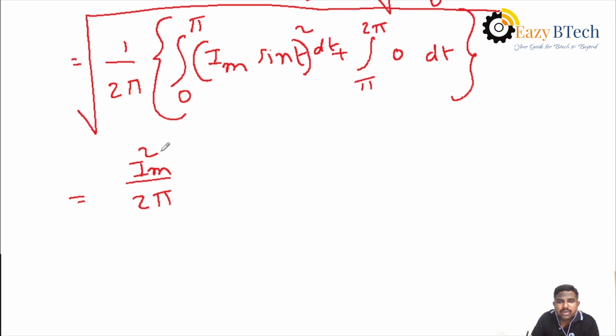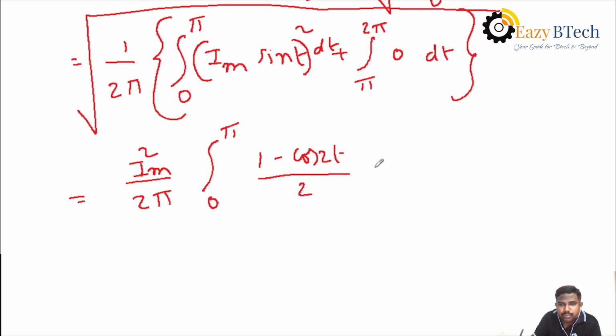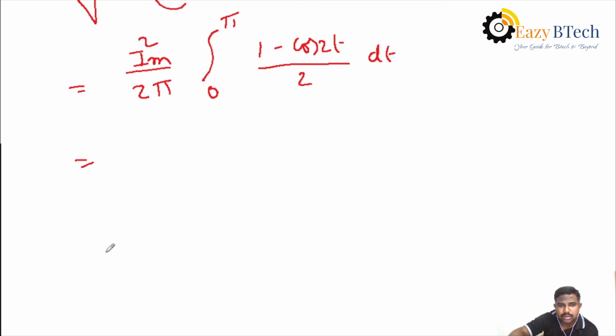Then what is the formula for sin square theta? We know sin square theta, the formula is 1 minus cos 2 theta by 2, integration 0 to pi. So for sin square t, the formula is 1 minus cos 2t by 2. This is the formula for sin square theta. The other, second function is 0. That's why it is 0. 1 by 2 is constant. Im square by 4 pi. That is, 2 written outside.